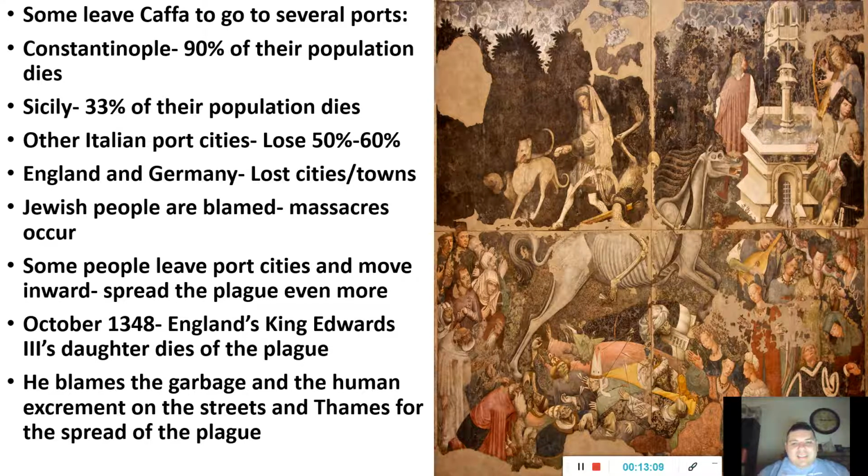The cleaning, the hygienic thing. Yeah, he's right on that part. But the human feces and all that stuff on the ground, things like that, it didn't spread the plague. It just didn't make things better. Okay, so hopefully that makes sense.